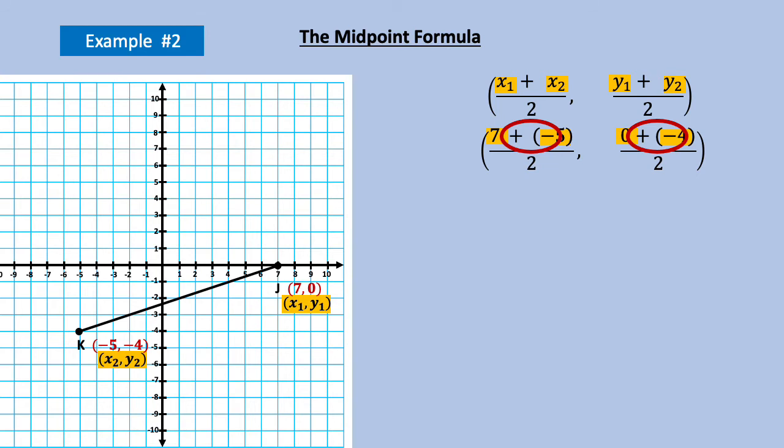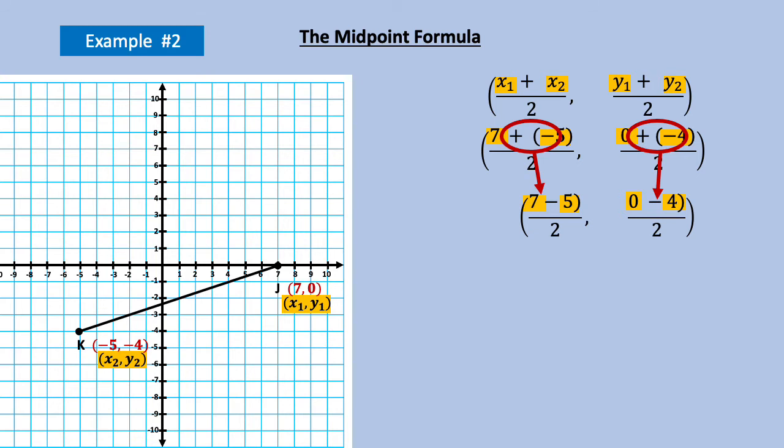So before we could do anything, we're going to simplify that positive and negative sign. If you recall from your multiplication rules, a positive times a negative will always equal a negative. So when we simplify that, our problem looks a lot easier because now it simply says 7 minus 5 divided by 2 and 0 minus 4 divided by 2.